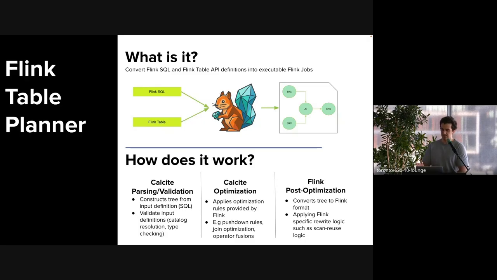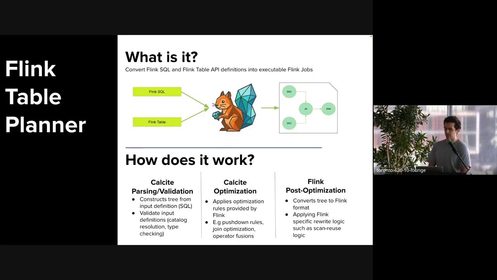So the steps in this process at a high level: we start with Calcite. At Calcite, we start with the parsing and validation. This interacts slightly differently between Flink SQL and Flink Table, but at a high level, what is going to happen is it takes in your definition and constructs a tree from it, like a logical tree, and it also does validation on the data definition. So data typing, catalog resolution, things like that all happen in this first layer in Calcite.